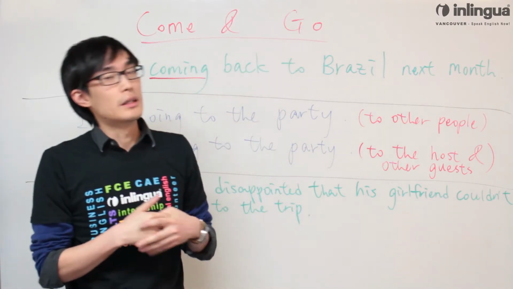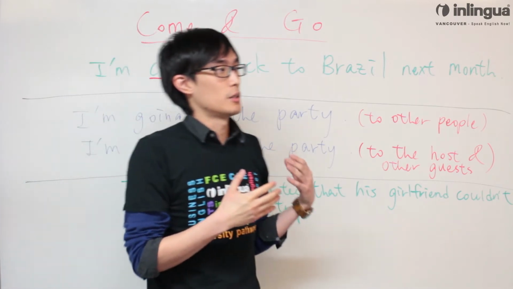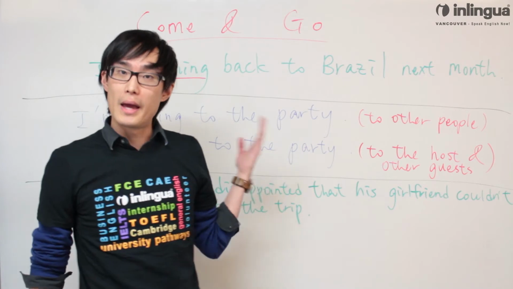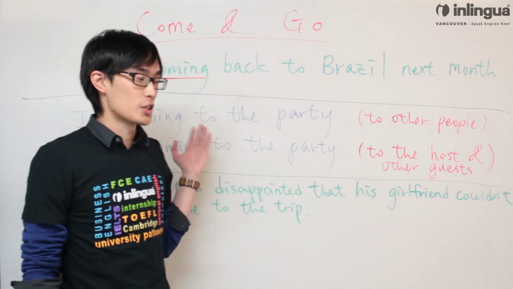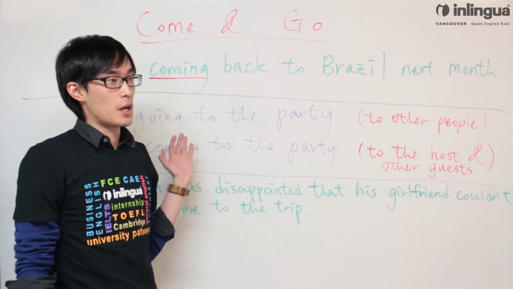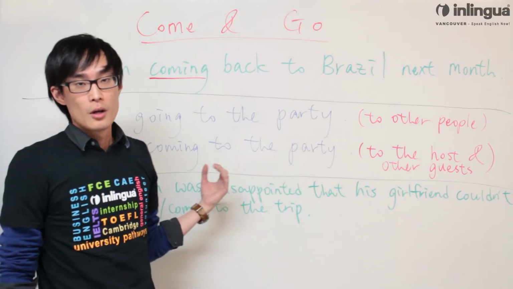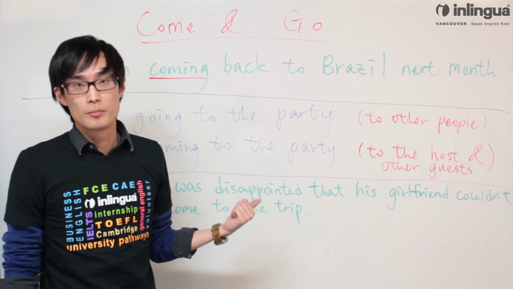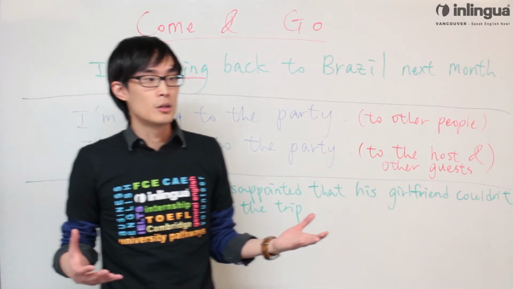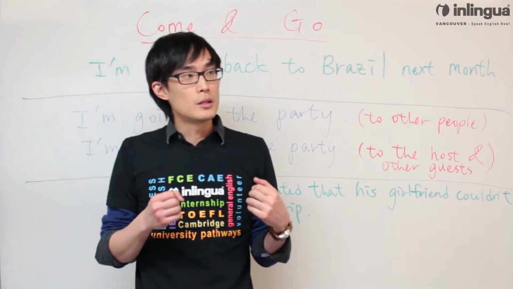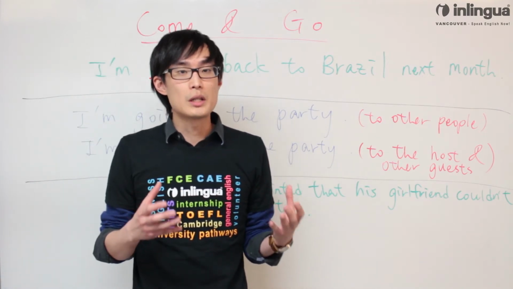So let's take a look at another example. In some situations, you could use both come and go. For example, here we say, "I'm going to the party," right? I am going to the party. Or you can say, "I'm coming to the party." So both will be correct, right? But it doesn't really change the meaning that much.